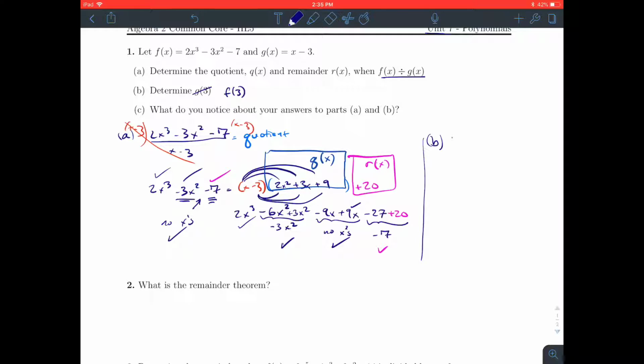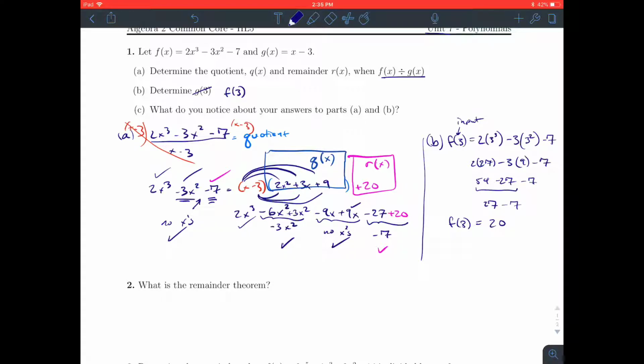So when we find f of 3, we get f of 3 equals, 3 is our input value, so we input it in for x. It gives us 2 times 3 cubed minus 3 times 3 squared minus 7. 3 cubed is 27, so we get 2 times 27 minus 3 times 9 minus 7, 54 minus 27 minus 7. 54 minus 27 is 27. 27 minus 7 is 20. So f of 3 is equal to 20.